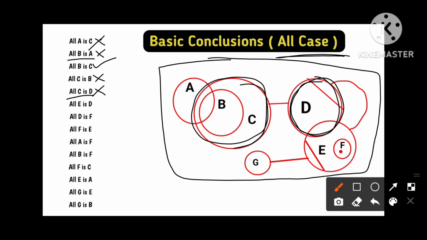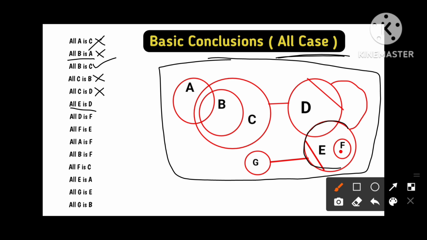Next one, all E is D. Do you see all E is inside D? Here is E and here is D. We don't see that all E is inside D. So the conclusion will be false. Next one, all D is F. Do you see all D is inside F? Here is D and here is F. We don't see that all D is inside F. So this conclusion is also false.